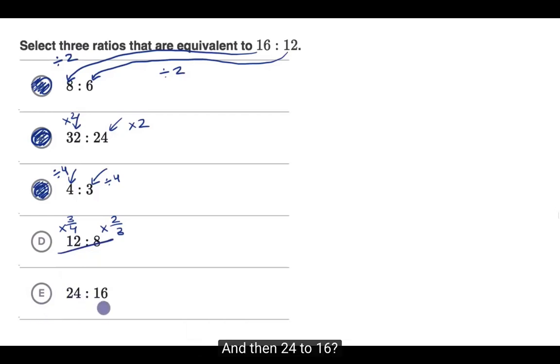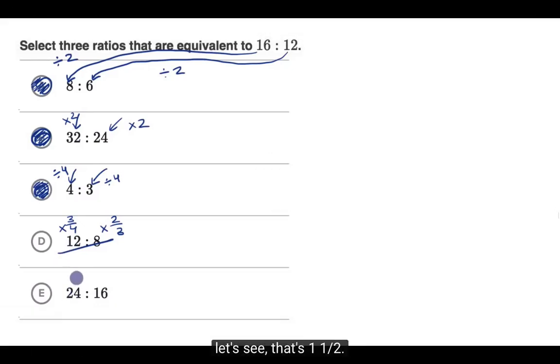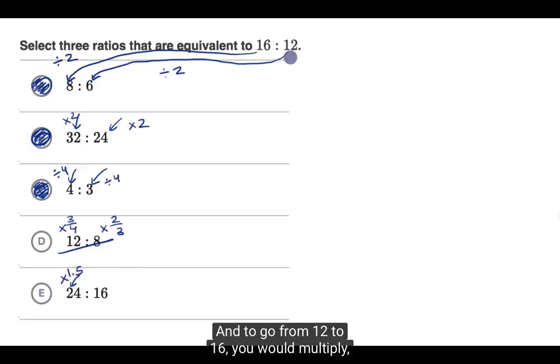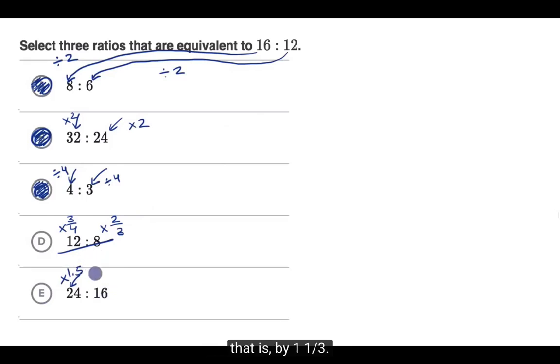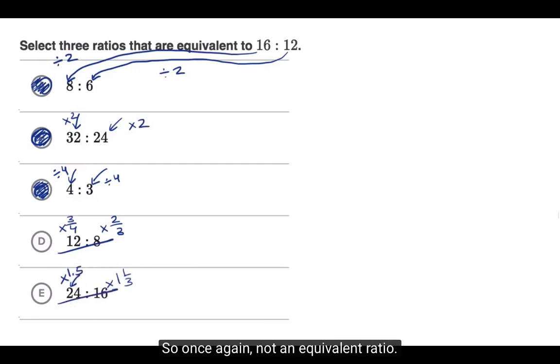And then 24 to 16, to go from 16 to 24, you could multiply by, let's see, that's 1.5. So this right over here, you'd multiply by 1.5. And to go from 12 to 16, you would multiply by 1 1/3. So you're not multiplying by the same amount. So once again, not an equivalent ratio.